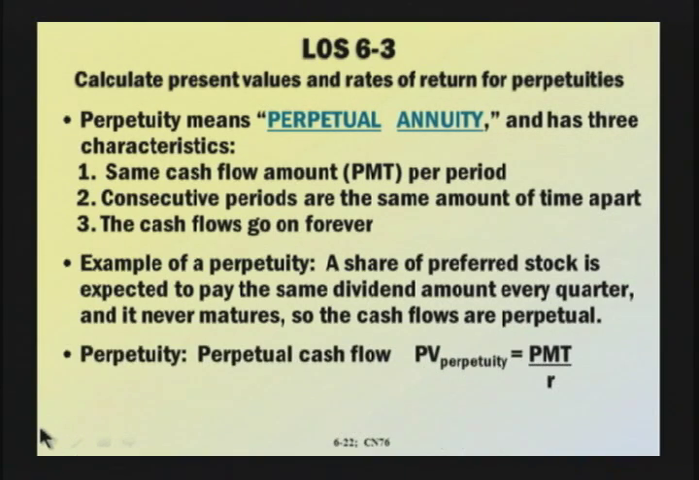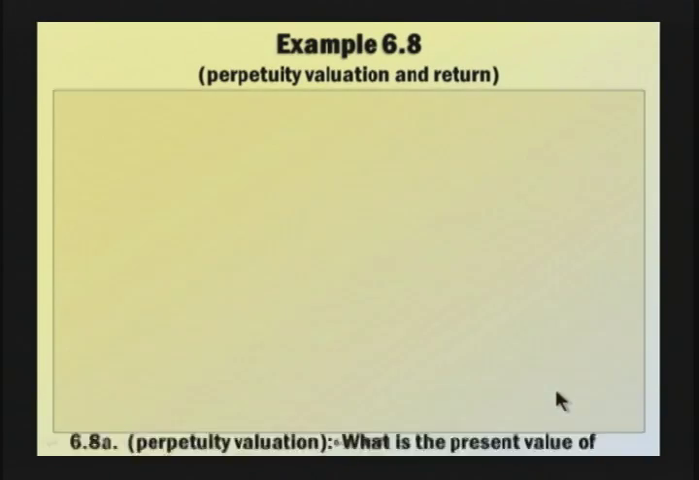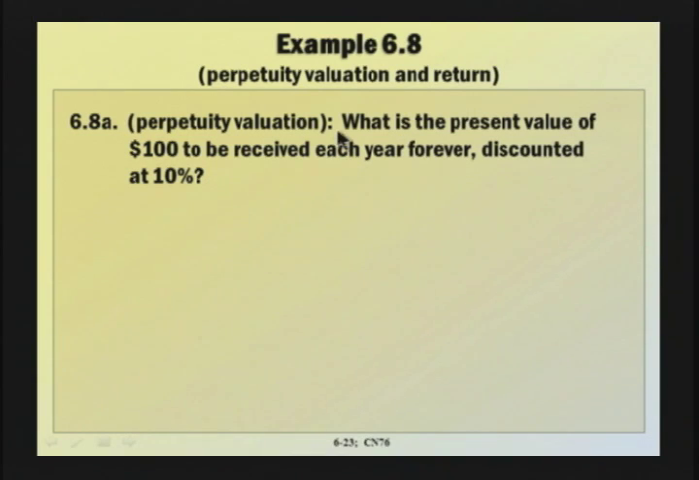Perpetuity is easy to value. The present value of a perpetuity is simply the payment amount divided by the discount rate. For example, if a perpetuity offers you $100 to be received each year forever, and you require a 10% rate of return on the perpetuity, then what's the present value of that perpetuity? How much would you be willing to pay for an investment that gives you $100 at the end of each year if you require a 10% rate of return on your investment?